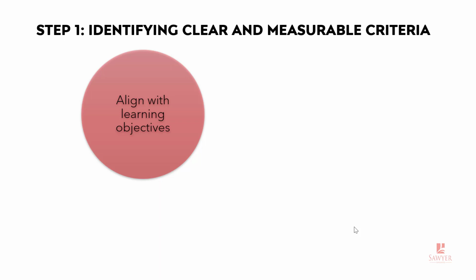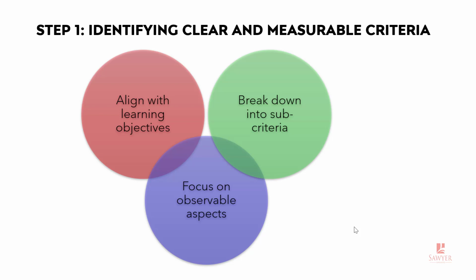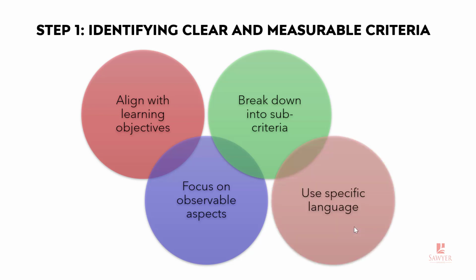So with step 1, of course, we want to identify the clear and measurable criteria. So, of course, aligning with the learning objectives, we have kind of done this. We want to focus on observable aspects, of course. We want to break them down into sub-criteria, and we want to use very specific language. All of these things help us in identifying the clear and measurable criteria.